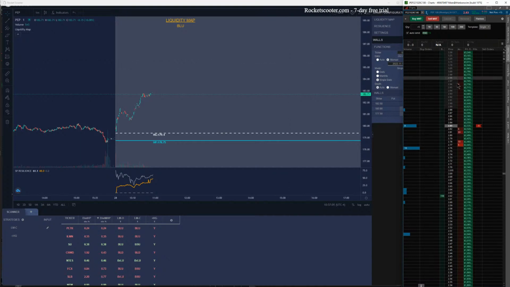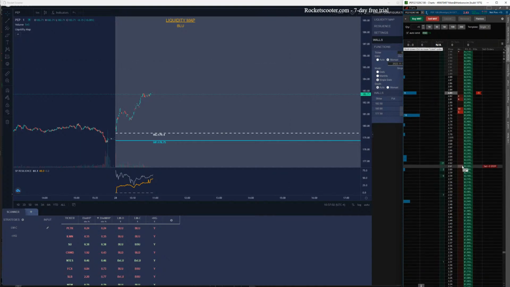No, wait, you know what? I'm not going to be greedy. It does expire today, which I have more time. Let me close half and I'll let the other half ride.